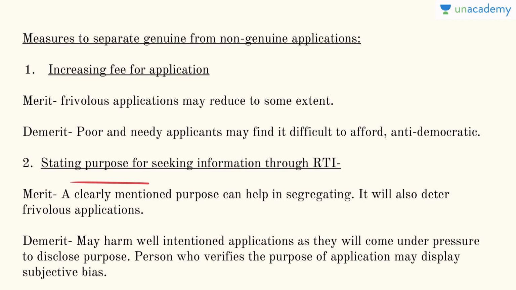Second is stating the purpose for seeking information through the Right to Information Act. Here the merit is that a clearly mentioned purpose can help in segregating, and it will also deter frivolous applications. The demerit is that it can harm well-intentioned applicants, as they will come under pressure to disclose the purpose. So even these people will find it difficult to apply for RTI, because they will have to state the purpose.